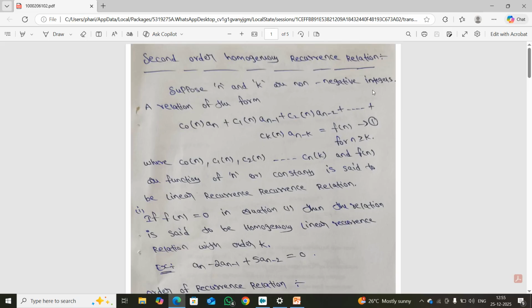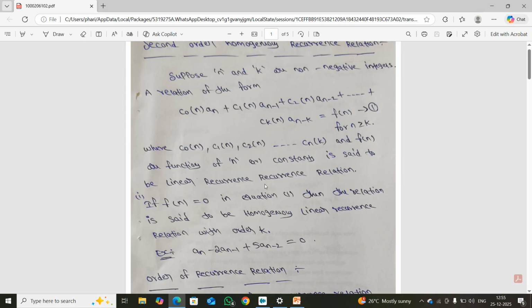This is a recurrence relation, where c naught of n, c1 of n, c2 of n, and so on, ck of n and f of n are functions of n or constants. Such a relation is said to be a linear recurrence relation.